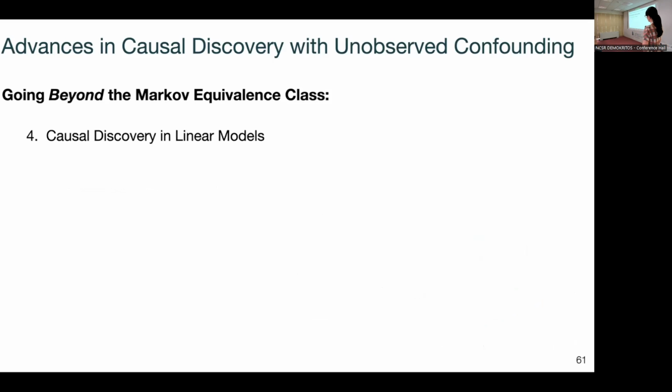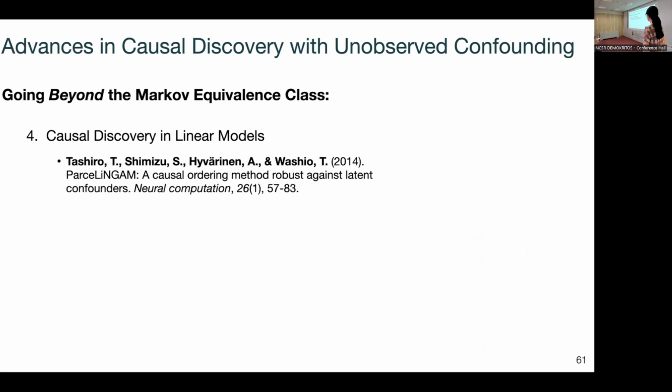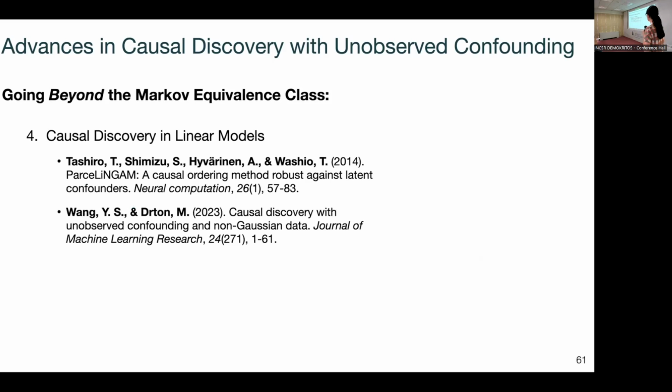Also, you can continue doing some parametric assumptions. In linear models, you can do more than just going inside of the Markov equivalence class. In 2014, there was this partial LiNGAM that tried to extend the LiNGAM that I told you about to have latent confounders. And they proved that you have this causal ordering, so you are learning just the order. However, recently, Wang and Drton proved that this algorithm specifically was complete for learning maximal ancestral graphs. So you can learn, under linear models, a class that's not the Markov equivalence class using this approach.